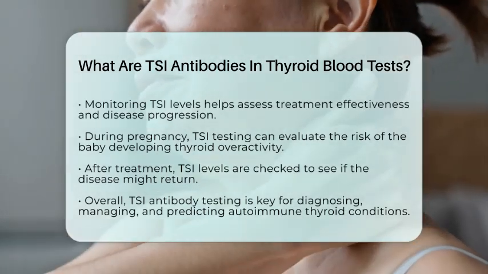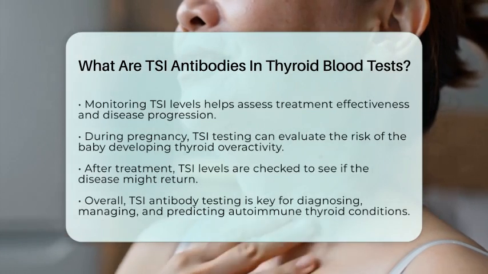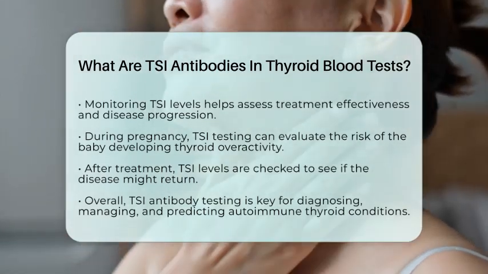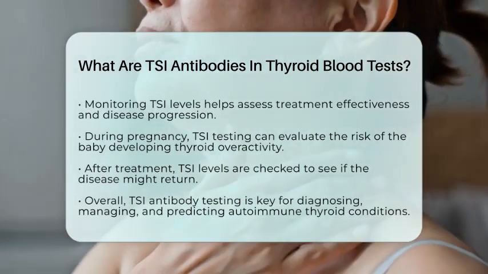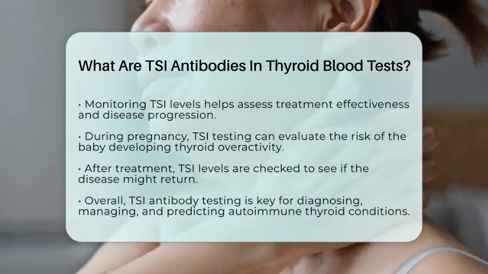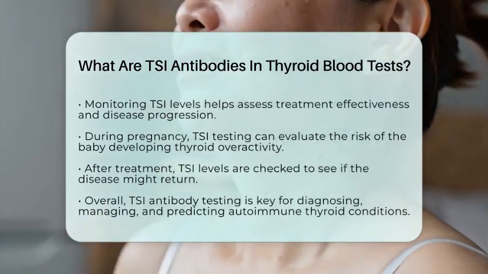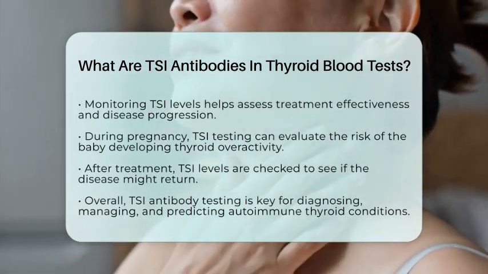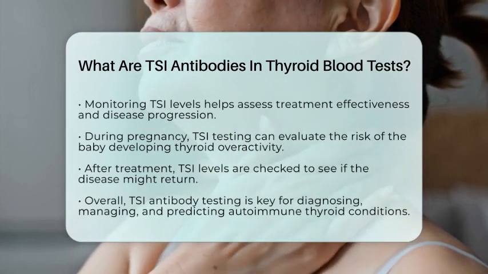In summary, TSI antibodies are specific immune proteins that cause the thyroid to produce too much hormone in autoimmune conditions like Graves' disease. Blood tests that detect these antibodies are essential tools for accurate diagnosis, ongoing management, and understanding the prognosis of autoimmune thyroid disorders.